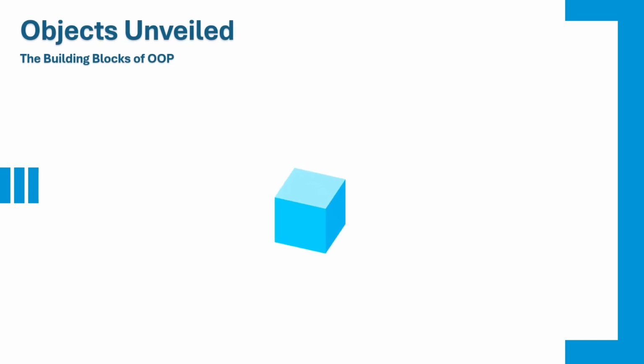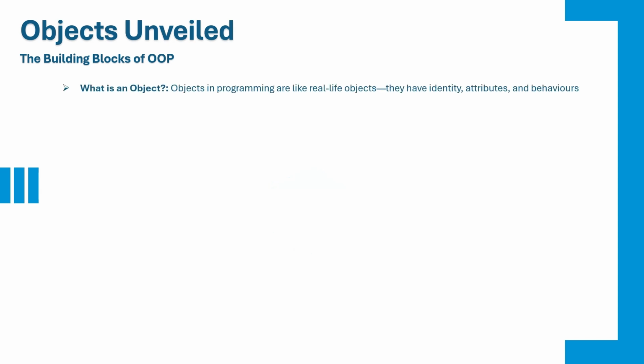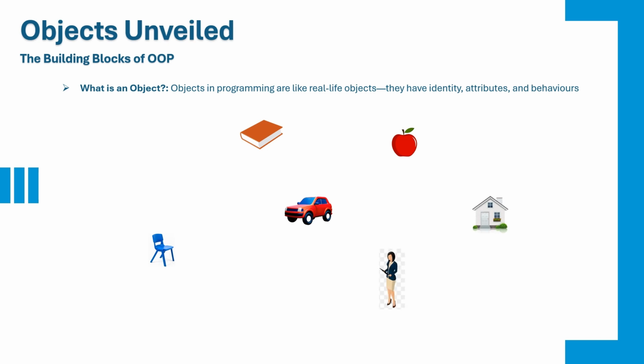In object-oriented programming, everything revolves around objects. But what exactly is an object? An object in object-oriented programming is similar to an object in real life. Think of something like a car or a book. Just like real-life objects, programming objects have three key things: identity, attributes, and behaviors.